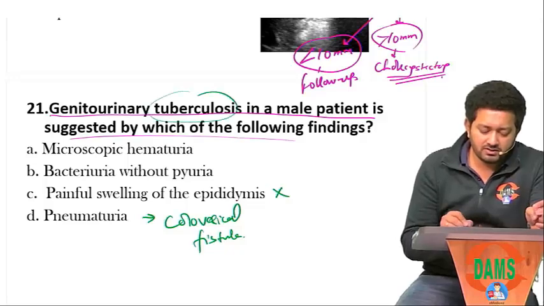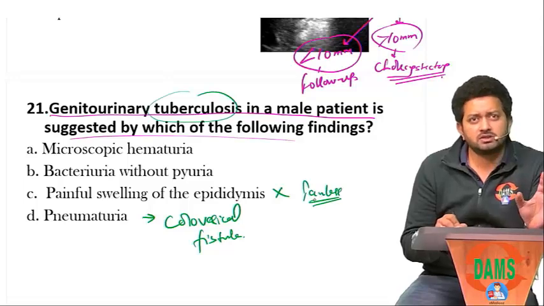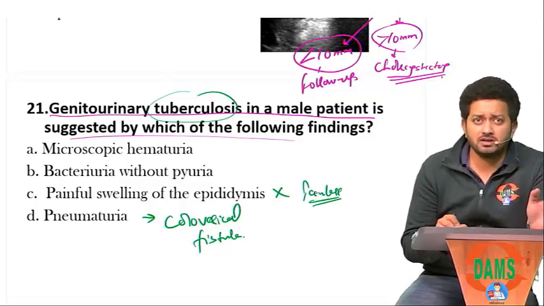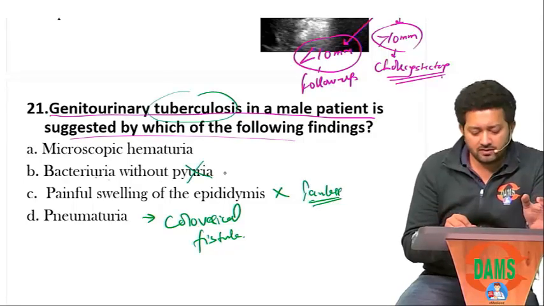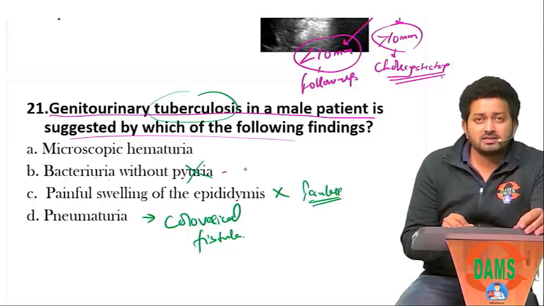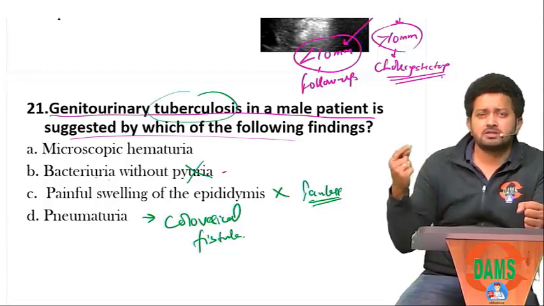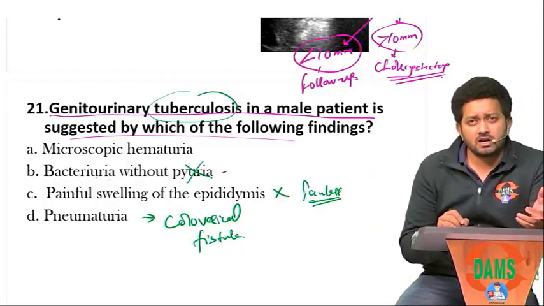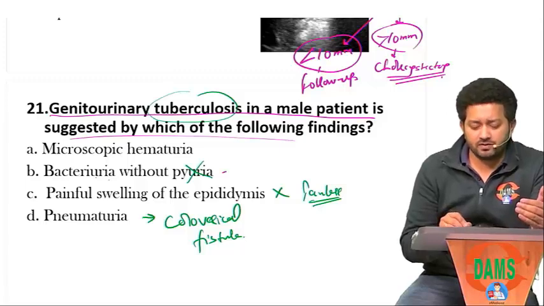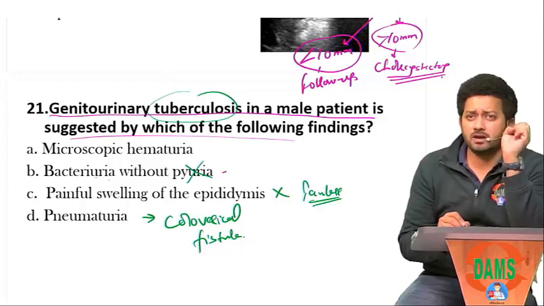In TB you will see painless swelling. Epididymis swelling can be seen, but usually it is painless. Bacteriuria without pyuria is not correct. It is rather the reverse. The patient will complain that pus is coming in the urine, but when you send the urine for culture, you will not see any gram-negative or positive organism, because usually they check for the bacteria. They don't check for the mycobacteria.